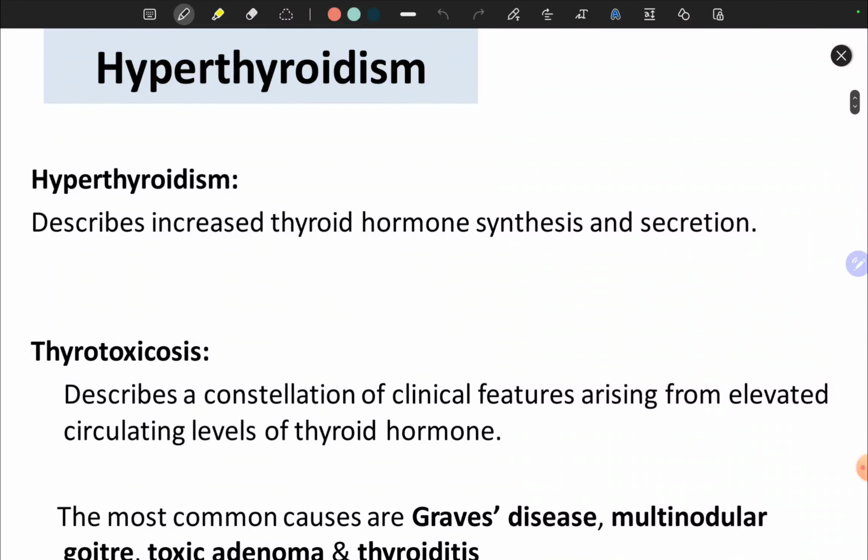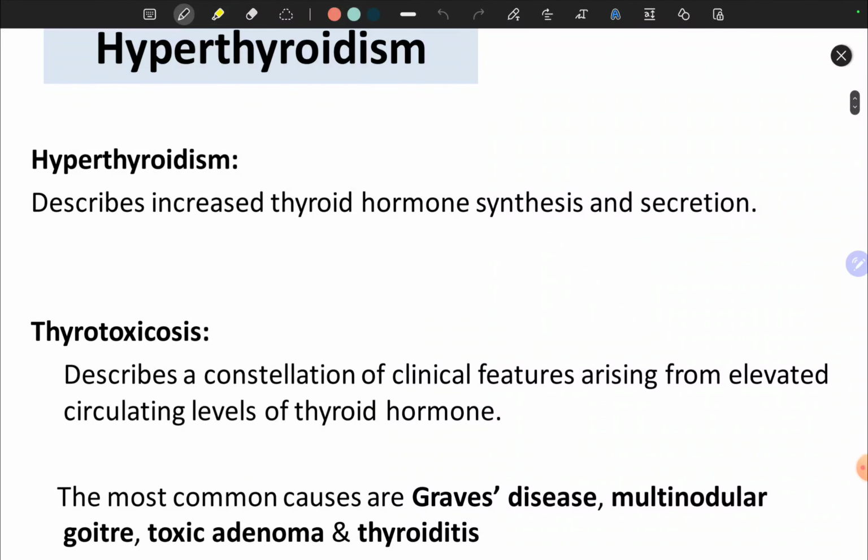We have two terms, hyperthyroidism and thyrotoxicosis. Hyperthyroidism describes increased thyroid hormone synthesis and release. In cases of hyperthyroidism, the gland is secreting more thyroid hormones. While in cases of thyrotoxicosis, we have what? It describes a constellation of clinical picture arising from elevated circulating levels of thyroid hormones.